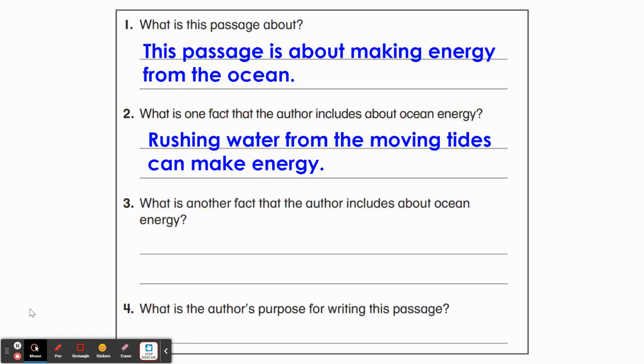So I'm going to write for number 2. Rushing water from the moving tides can make energy. That is a fact that I learned about ocean energy from reading this passage. If you want to write down a different fact that you found interesting, you can.